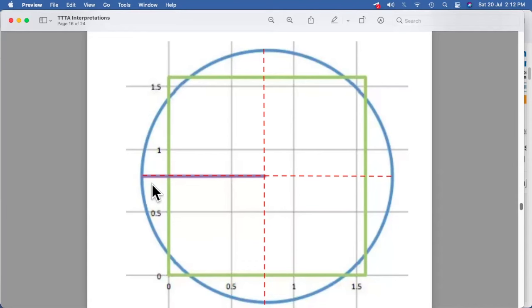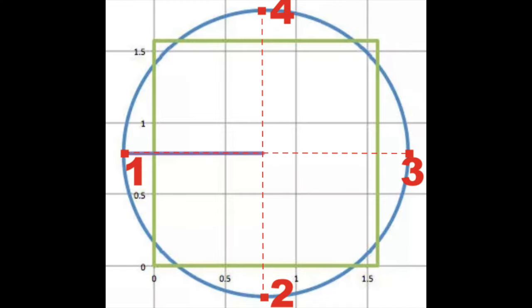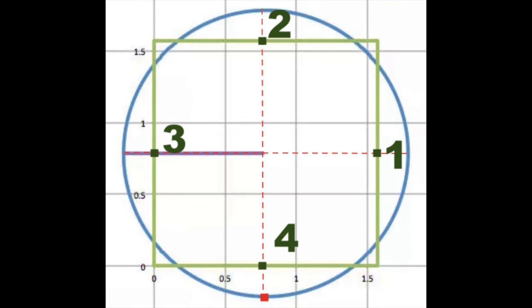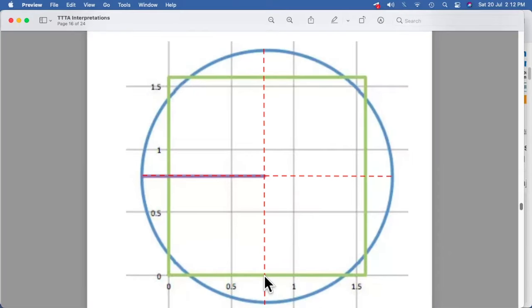Now, we don't only get 4 points, that is this 1, 2, 3, and 4, but we get 4 more important points which are there on the perimeter of the square. This is the first point, this is the second point, this is the third point, and this is the fourth point. How are they important? Let's try to interpret that.